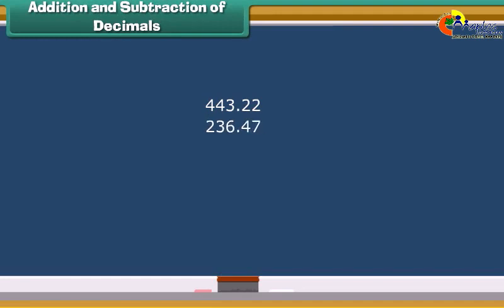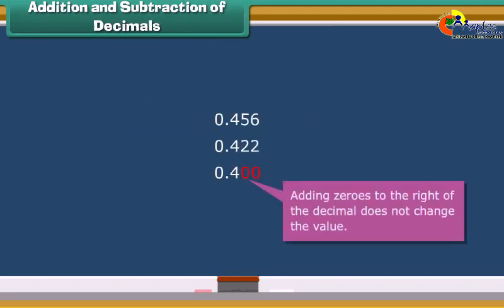Decimals are easier to add or subtract just like whole numbers. For this purpose, you have to line up the decimals first. See, it's easy. Also, decimal numbers are easier to compare. Just add zeros at the end of the shorter number to make the numbers of the same length, and you can tell right away which number is bigger. Remember, adding zeros to the right of the decimal does not change the value.